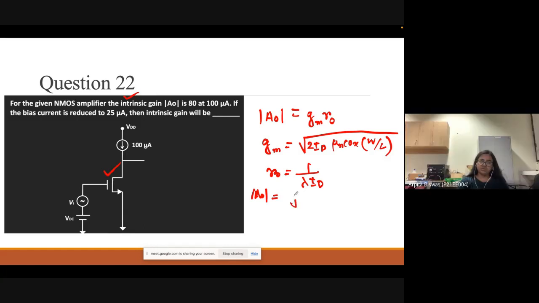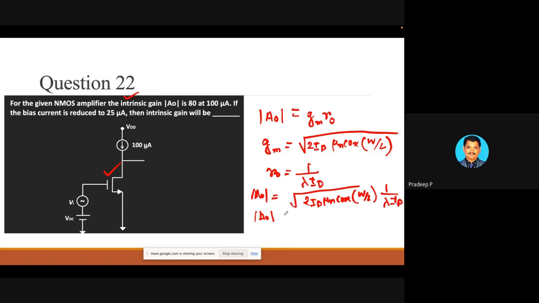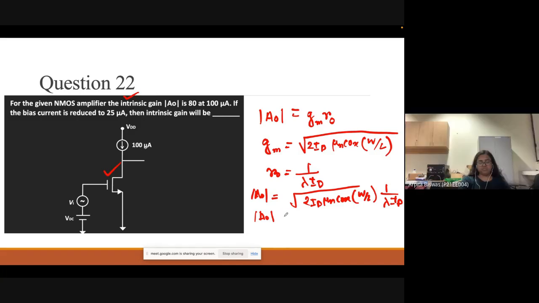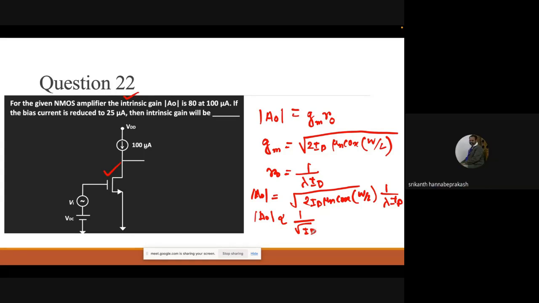What is the value? Can we write like this? GM is root of 2 mu n COX W by L ID, into 1 by lambda ID. Now tell me what is the relation between this A naught and this ID? Inversely proportional to root of ID. So we can write A0 proportional to 1 by root of ID. Can we write like this? Yes, correct.